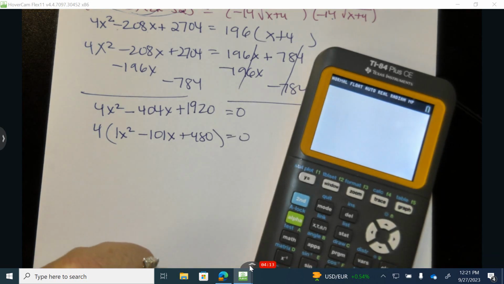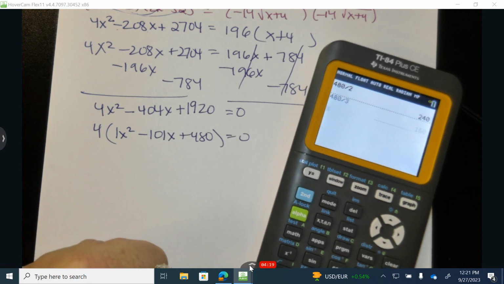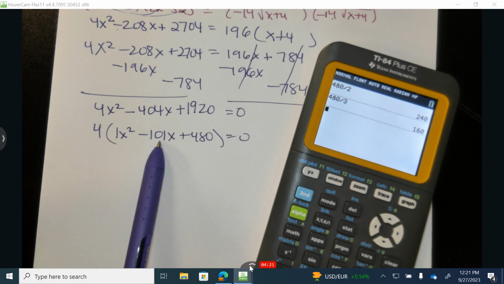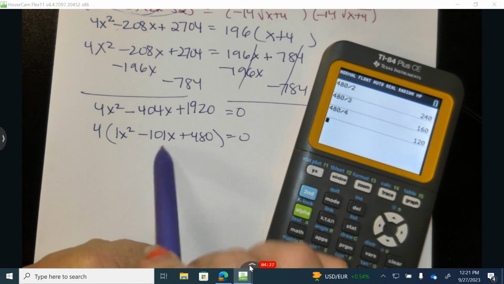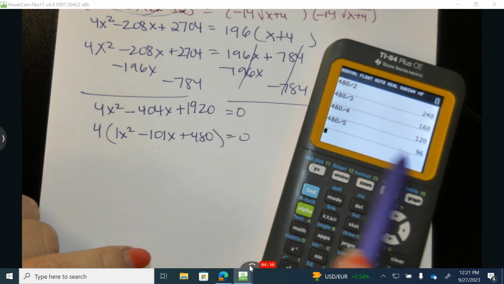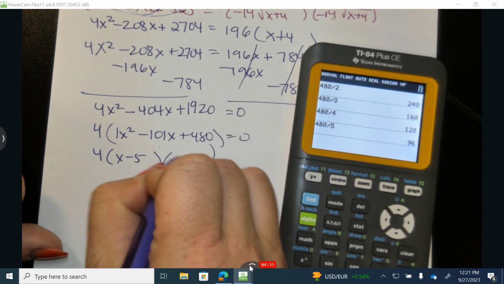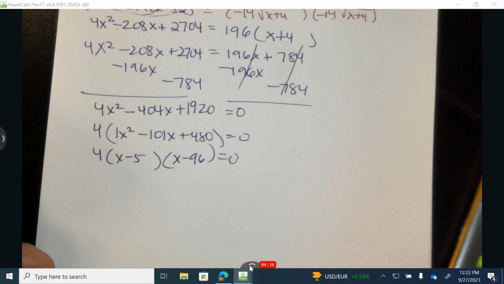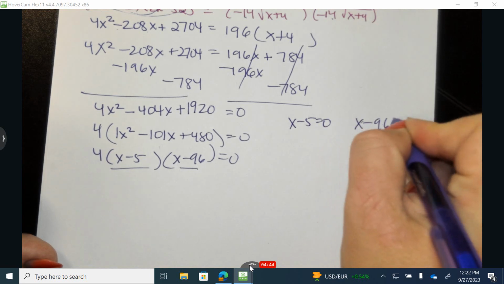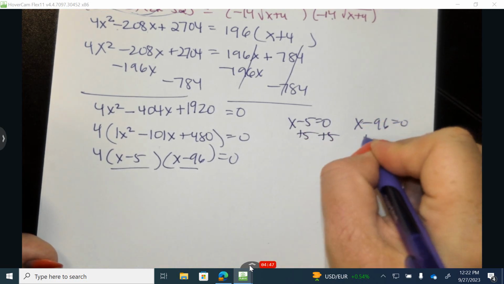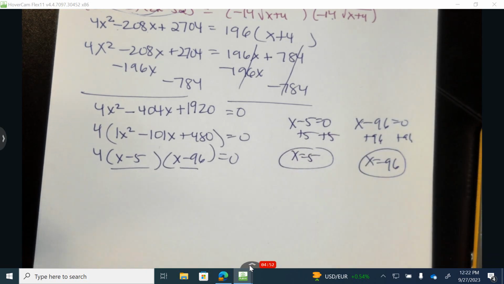Let's see here. So I'm going to take this and divide it by 2. Okay, the quantity is not that. 480 divided by 3. Okay, these two do not combine to give you 101. Divided by 4. Oh, we're getting closer. 480 divided by 5. Oh, those do combine to give you 101. So this could factor into x minus 5 and x minus 96. I'm going to set each one of these factors equal to 0 and solve. So x equals 5, x equals 96.